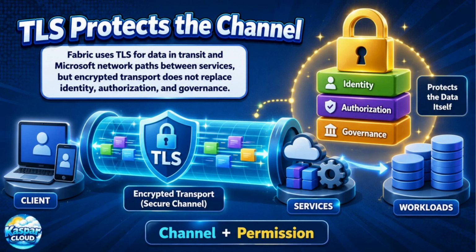However, encryption in transit does not replace access control. A securely encrypted connection can still expose data if the wrong user has permission. Transport security protects the channel. Identity, authorization, and governance protect the data.